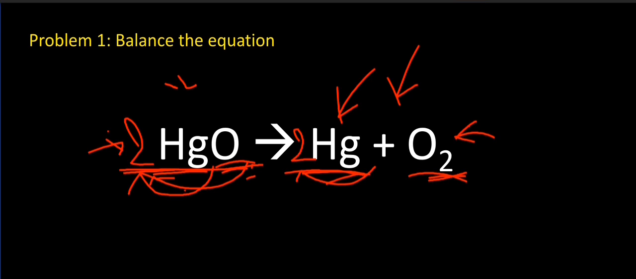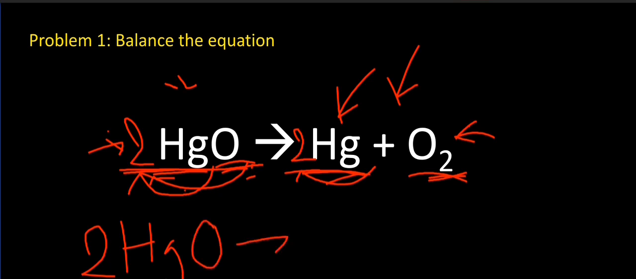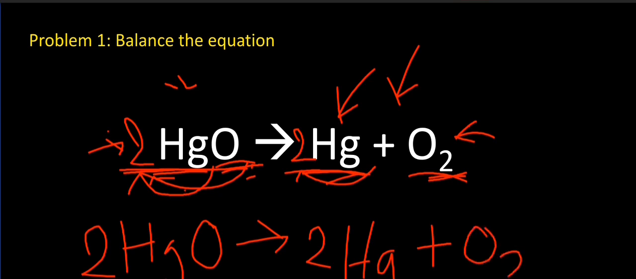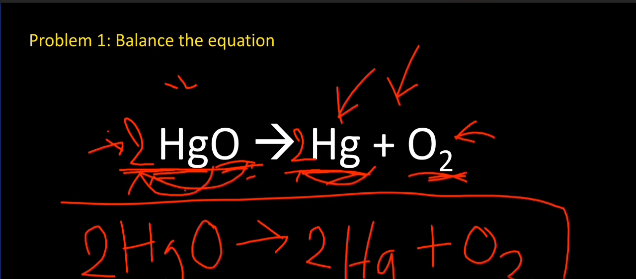And when we write it down, it will look like this: 2HgO yields 2Hg, plus O2. And this is the balanced version of the equation. Easy, right?